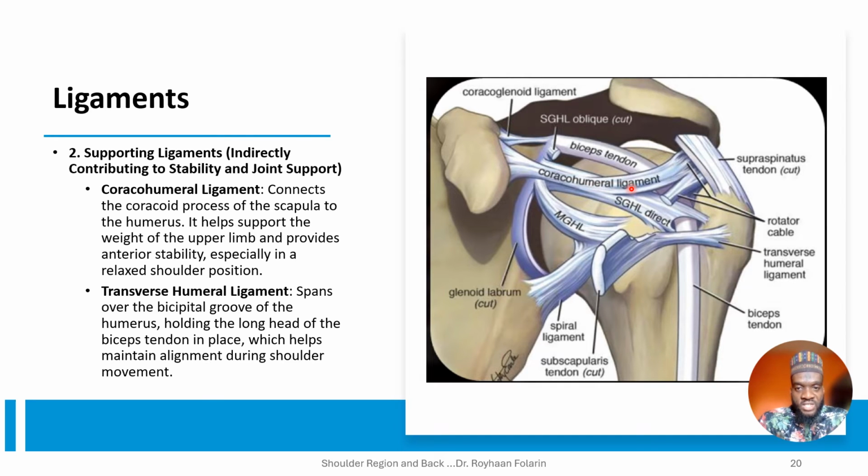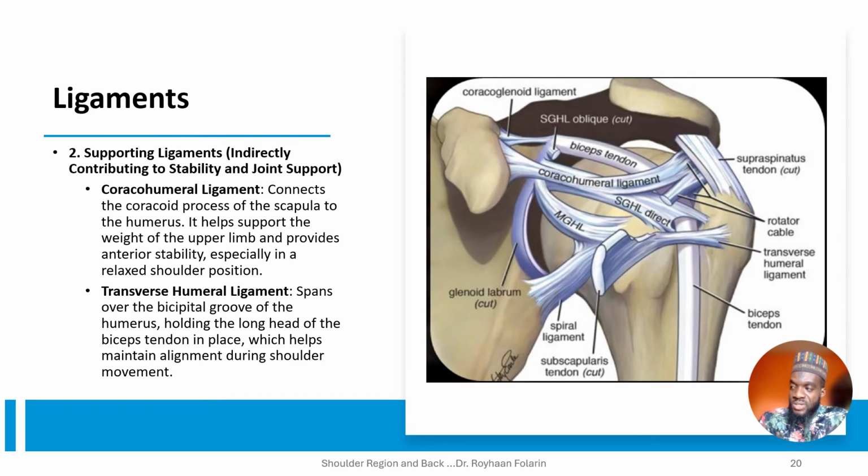We also have the transverse humeral ligament, which is right here. So the transverse humeral ligament spans over the bicipital groove. Okay, it spans over the bicipital groove of the humerus while holding the long head of the biceps tendon in place. And you can see the long head of the biceps tendon right here. This way, it helps to maintain the alignment during shoulder movement.